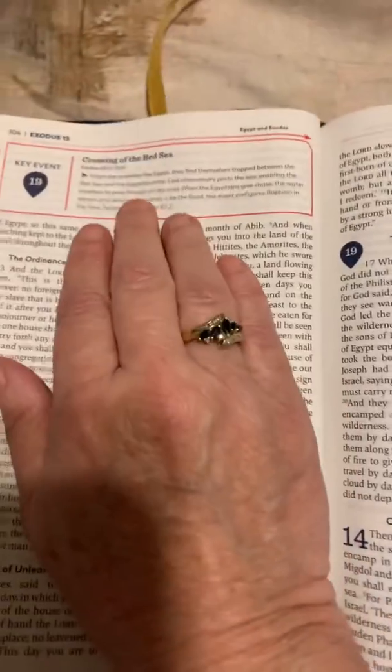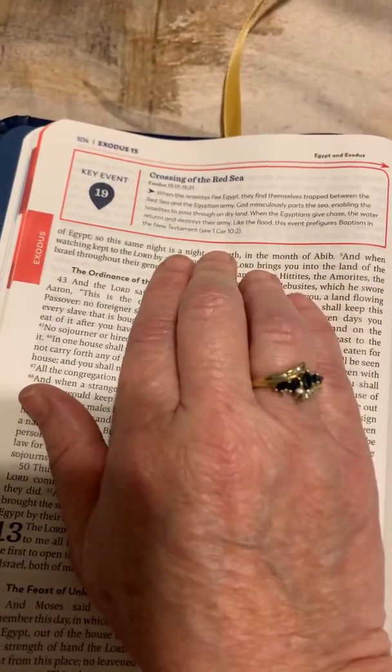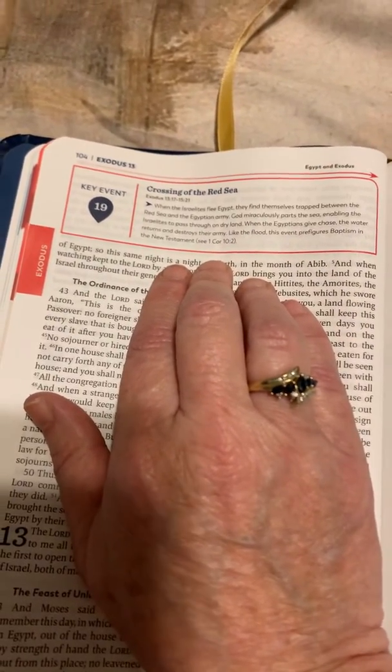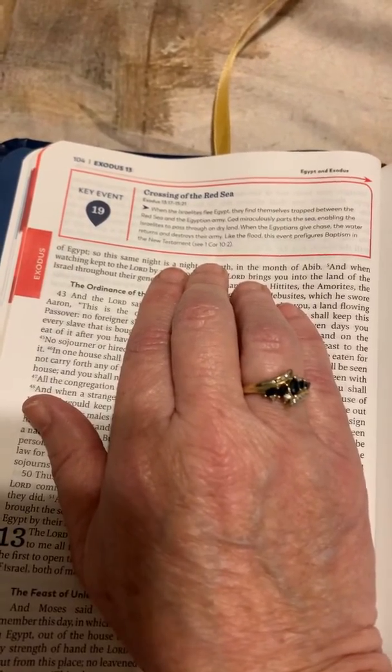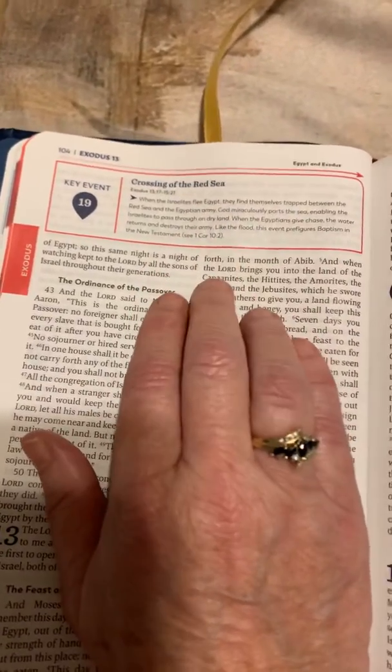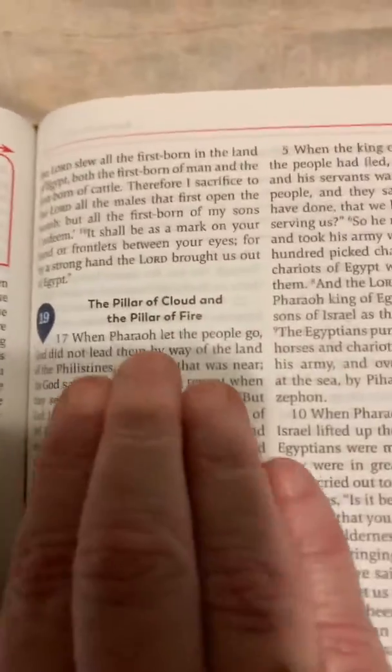And this next key event is the crossing of the Red Sea. Jeff Cavins parallels the flood in Noah's time to the Israelites crossing the Red Sea. Catholics see it as a prefigured baptism. Water destroys evil and becomes the means of salvation. Okay, so 13. Oh, there's the pillar of the cloud.